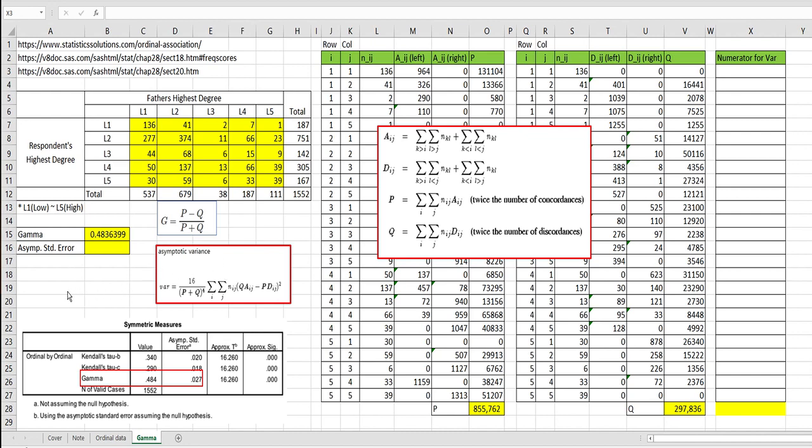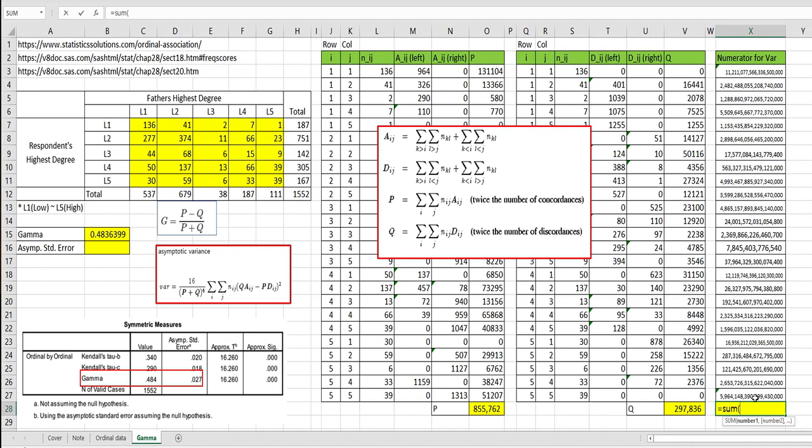Let's calculate the asymptotic standard error by using this formula. So for the numerator part, I corrected the text as numerator, and Nij multiplied by Q here, multiplied by the sum of Aij minus P, press F4, multiplied by the sum of Dij, and squared. And let's sum up all values here.